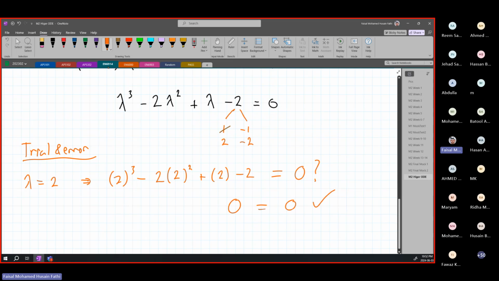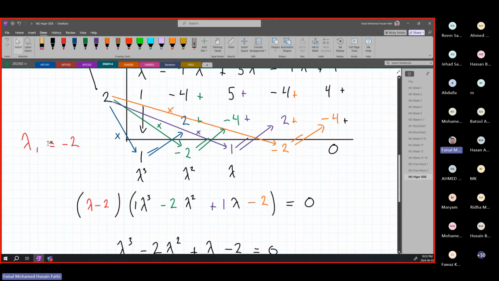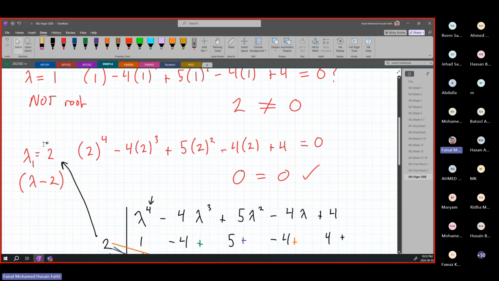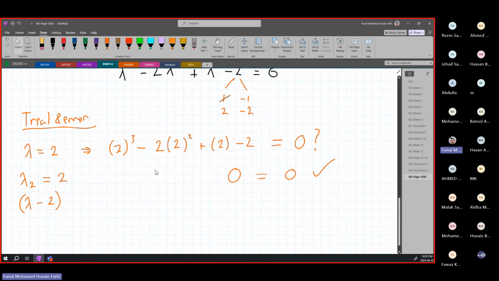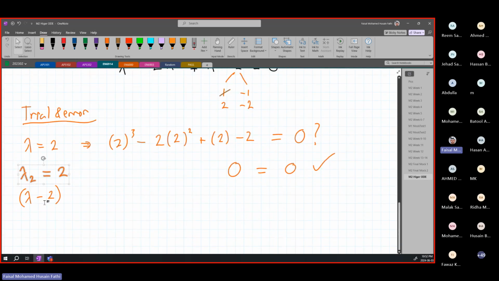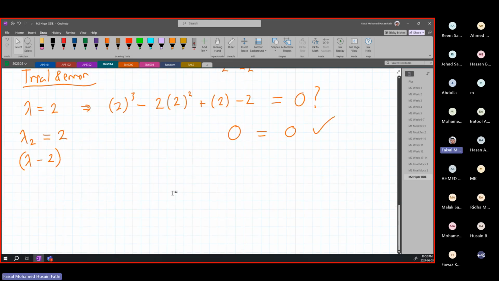Again, another time. So lambda 2 equals 2. So in other words, this is lambda minus 2 again. So if you notice, now we have a repeated real root, which is lambda equal to 2. We got it once here, and we got it another time here. So lambda 2 is a root.